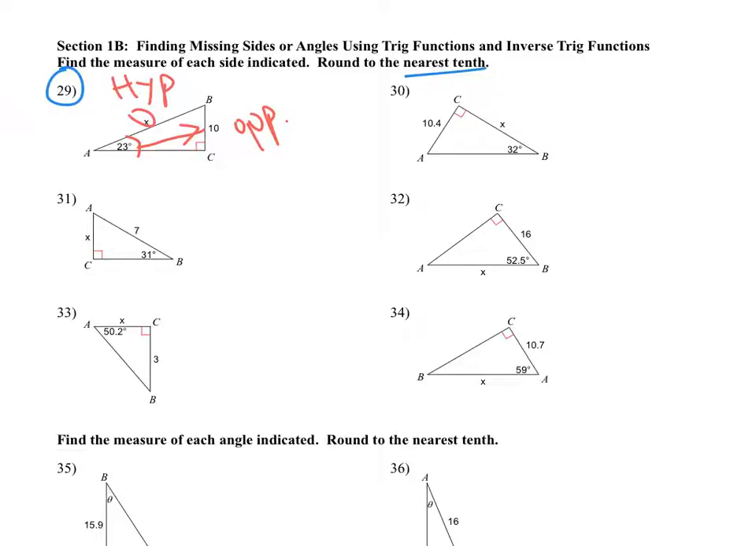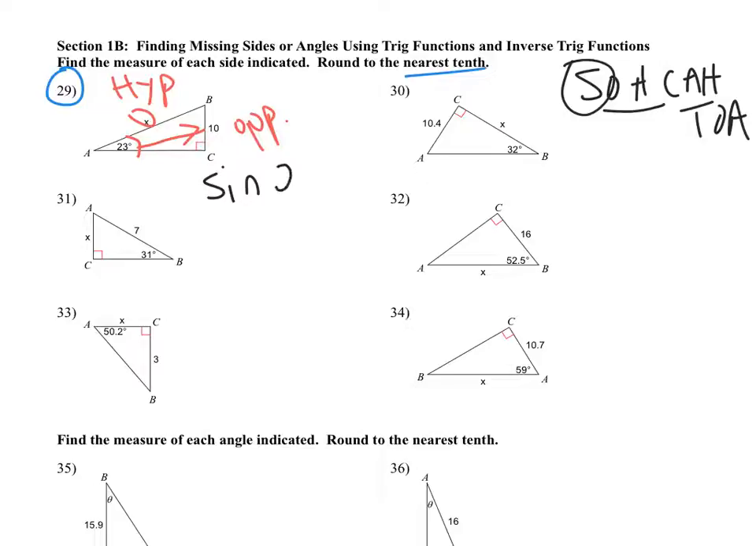So we've got to think about which trig function deals with opposite and hypotenuse. And if you remember SOHCAHTOA, opposite and hypotenuse is sine. So you're going to say the sine of the angle you're using, 23, equals the opposite, which is 10, over the hypotenuse x. So that's the trig ratio we set up.